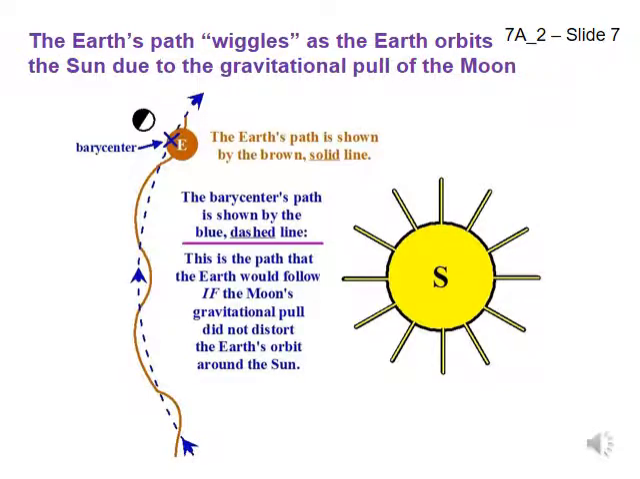Slide 7. Of course, the Earth also orbits the Sun, so both motions, the Earth's motion around the barycenter and the Earth's motion around the Sun, are happening at the same time. The result is to make the Earth wiggle back and forth in its elliptical orbit around the Sun.